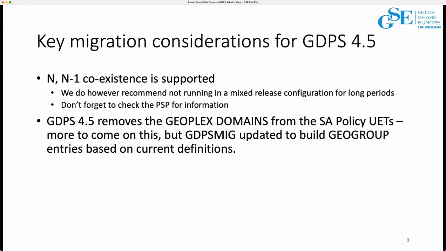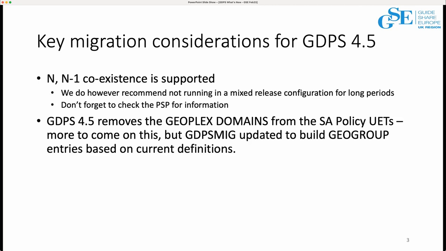So first and foremost, what are the key migration considerations when moving to 4.5? You may recall, for those of you who've been using GDPS for some time, we had a little blip in the road, I think is the way to describe it, a little disturbance around the transition from version 3 to version 4, which meant that we couldn't have N and N-1 coexistence. But since then, we have enabled and made available and continue to test this N and N-1 coexistence.